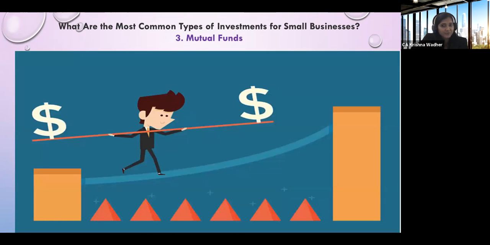There are various mutual funds, as it's very famous nowadays. It will give you a balanced portfolio. So there are various mutual funds which give you a 50-50 ratio also, that 50% risk and 50% return. So these kinds of mutual funds are also there.